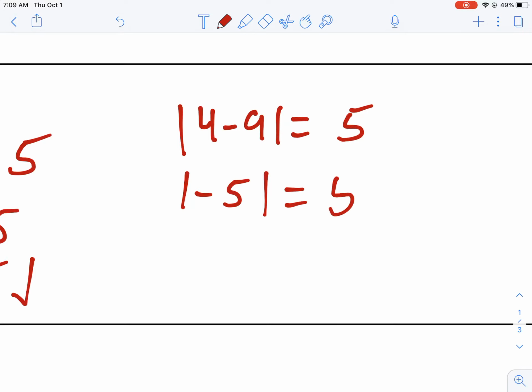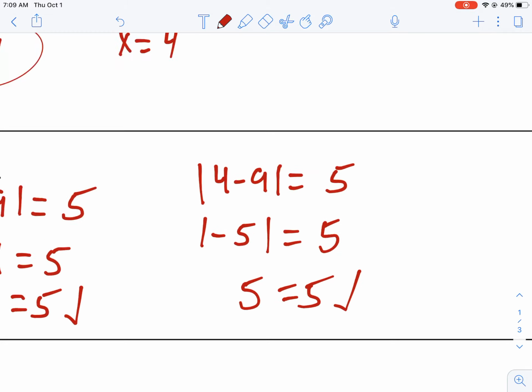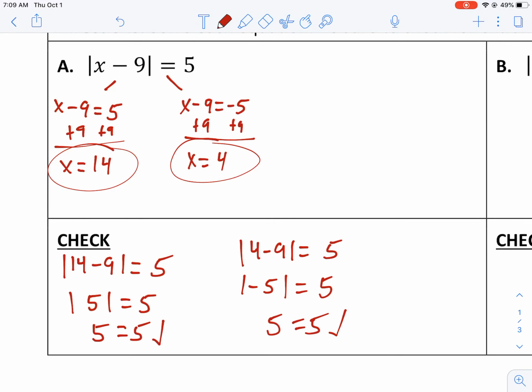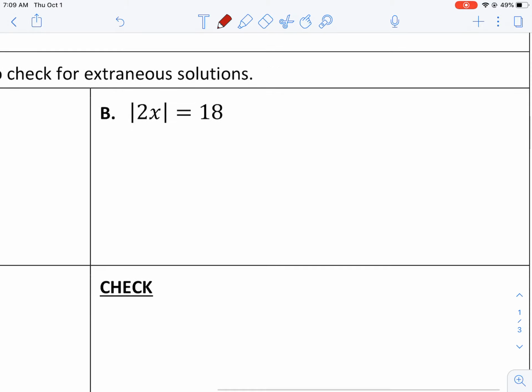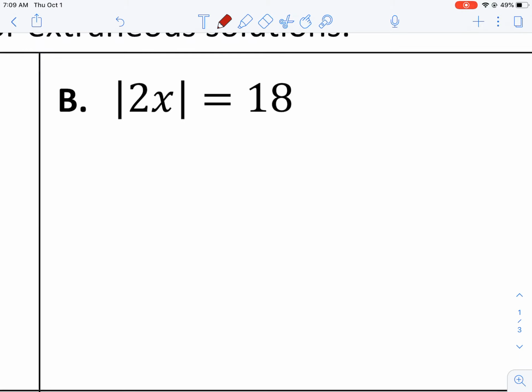So this absolute value of negative 5 equals 5. That's also true because the absolute value of negative 5 is 5. So both of these solutions work, okay? So we're going to, again, move on to a different one, okay?